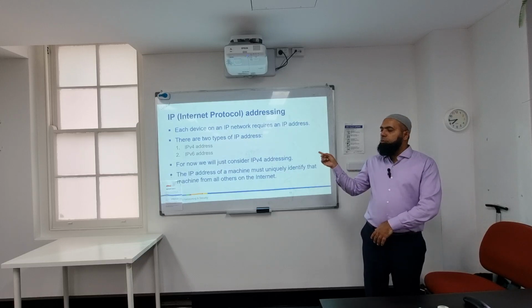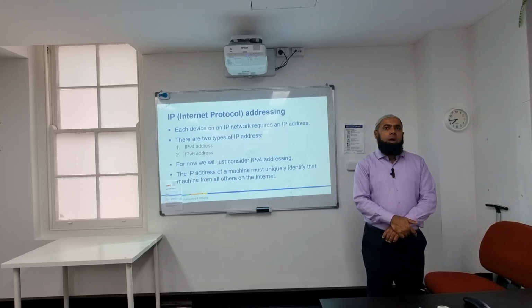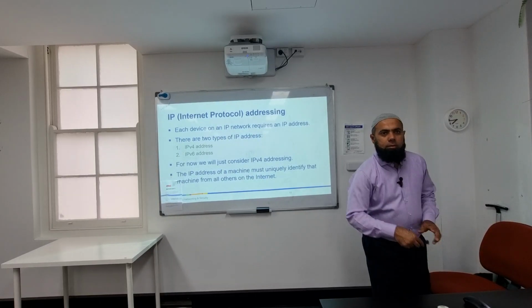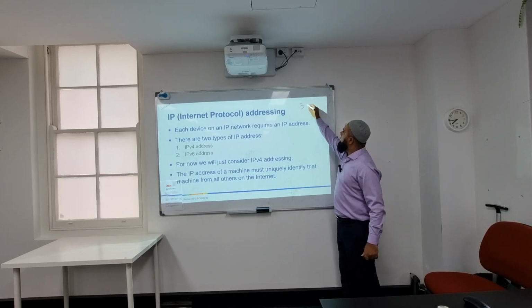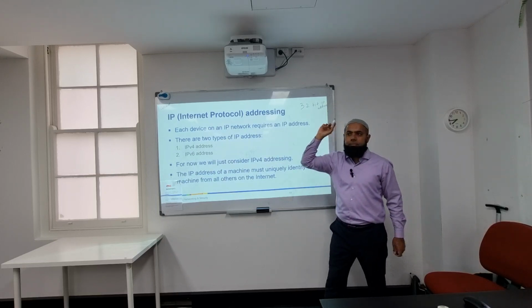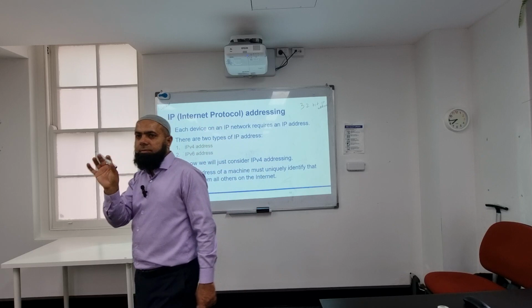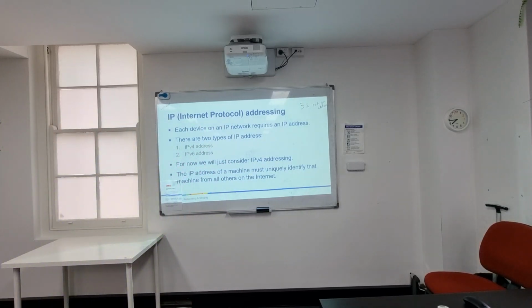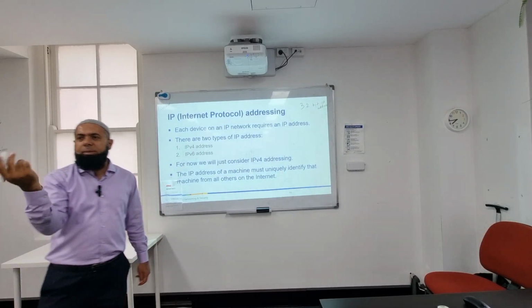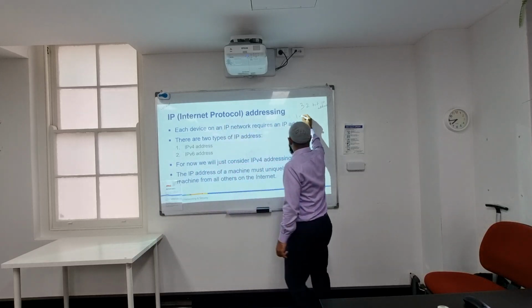When we say an IPv4 address, how can I say that it is 32 bit? What do you think? Understand my question? When I say 32 bit IP address, what is meant by that? How is our IP address written? In how many parts? Let's say, give me any IP address. 192.